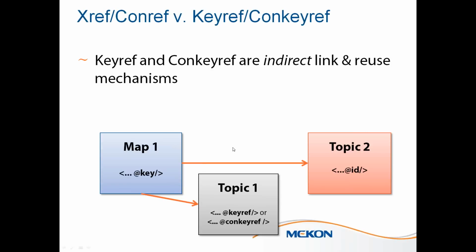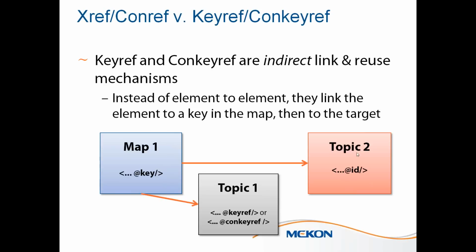So to visualize it, for those of you who are more visual learners, unlike xref and DITA 1.1 conref, which are direct link mechanisms, keyref and conkeyref are indirect link and reuse mechanisms. So we've got a picture here of topic 1, and that is referenced in the map, and that's got a keyref or a conkeyref in the topic number 1 in the middle there. Then there's going to be a key which is being linked to from topic 1, and then that key will be mapped on to topic 2.